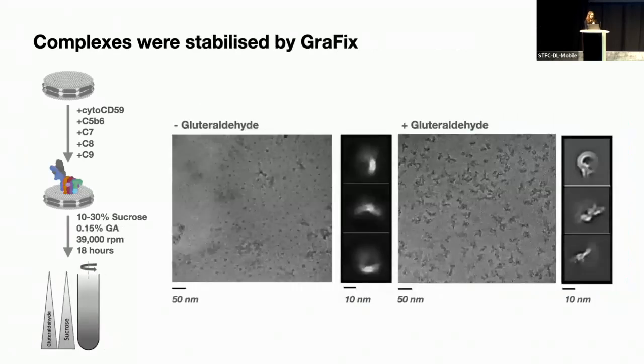Unfortunately, we had problems with the stability of this complex. So to deal with that, we had to use a glutaraldehyde cross-linking to stabilize the complex so that we could image it. This was quite a neat method for us because we didn't have to change our purification. We just needed to add glutaraldehyde to use gradient fixation. But this significantly improved the stability of our sample in ice.